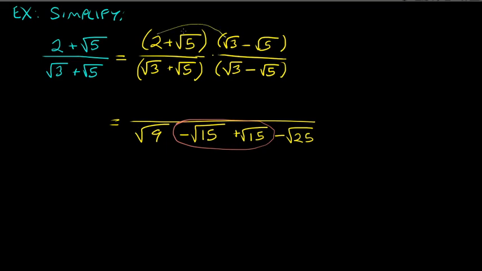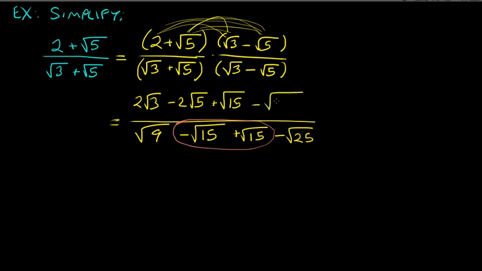Unfortunately, we are going to have to FOIL the numerator here as well. So we might as well do that now. 2 square root of 3 for the first. The outside is negative 2 square root of 5. And then the inside is square root of 5 times square root of 3. That's the square root of 15. And then the last two terms, positive times negative, negative square root of 25. So you can see what happens here is not as pleasant because essentially nothing cancels here, I don't think.